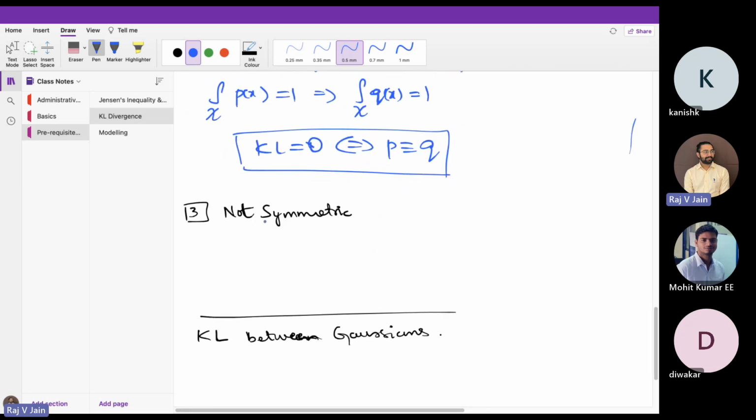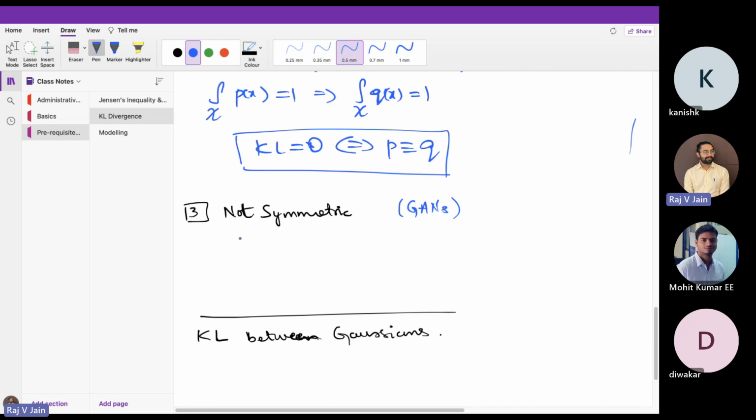One other property to note is that it is not a symmetric measure of the difference between two distributions. Again, that can be seen from the formula itself, and this can cause some issues. If we touch on GANs, we'll look at how this can cause issues in GANs a bit. But the idea is that it's not symmetric.